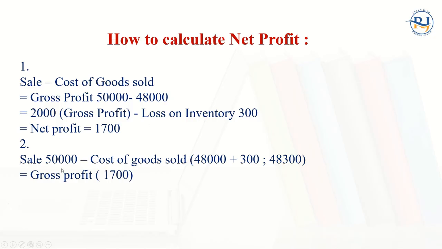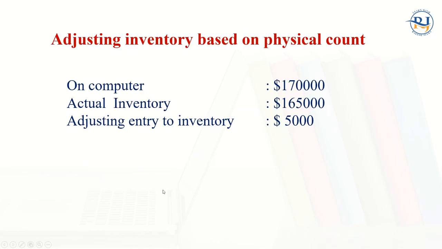So sale is $50,000, cost of goods sold 48,000 plus this is the loss. Total cost will be 48,300. The gross profit will be 1,700. Now adjustment is very important.